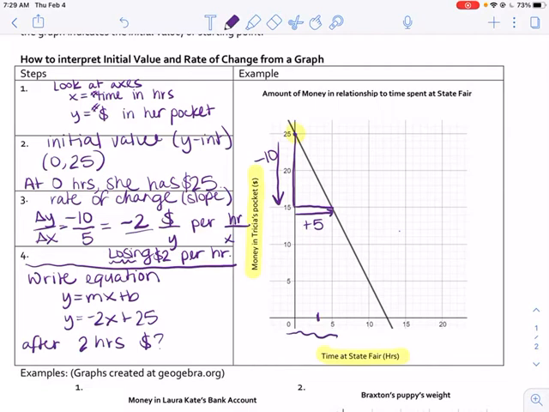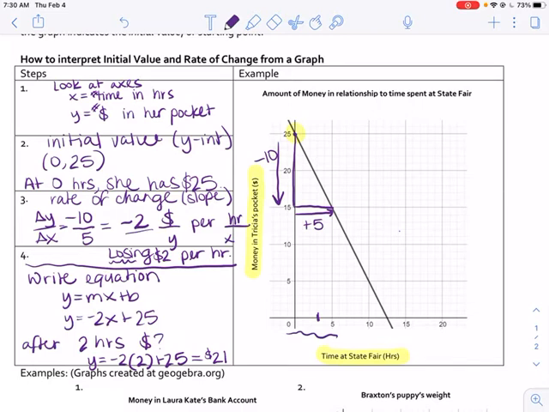So we're going to look at our x and y equals. We said x was hours, so that means I'm going to put 2 in for my number for x. Y equals -2 times 2 plus 25. Then how much money she has is whatever you get when you plug this in your calculator or figure it out. This is -4 plus 25, so that's 21. That means after 2 hours, she has $21.